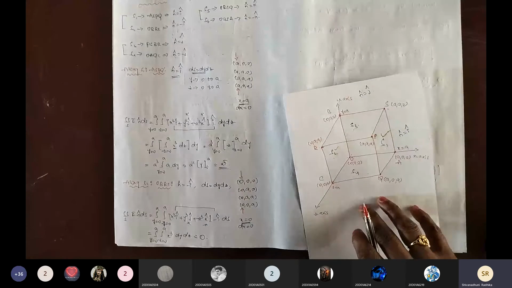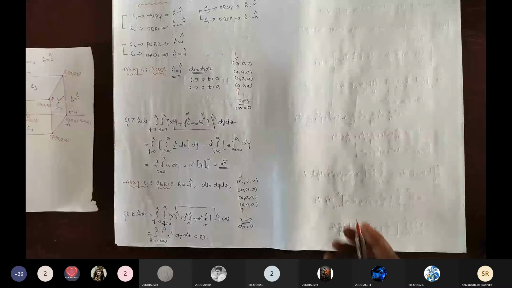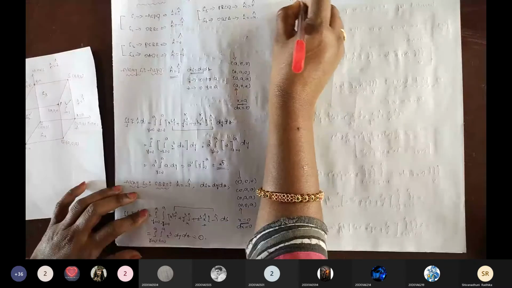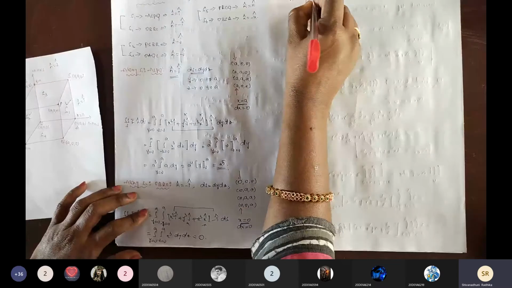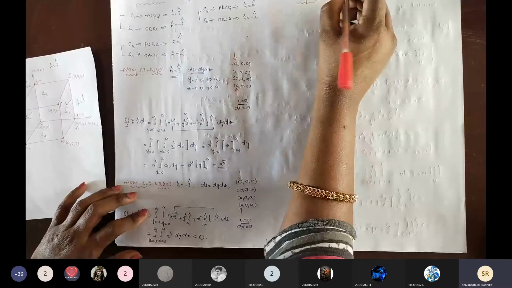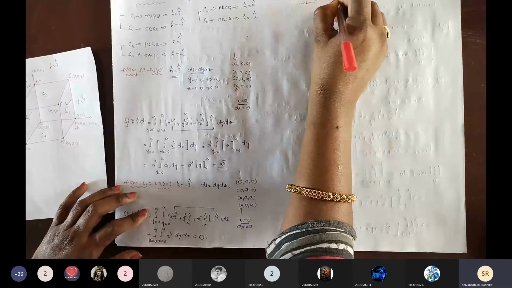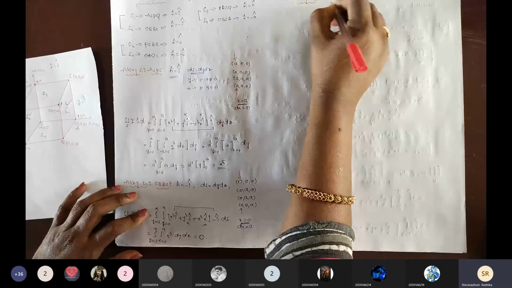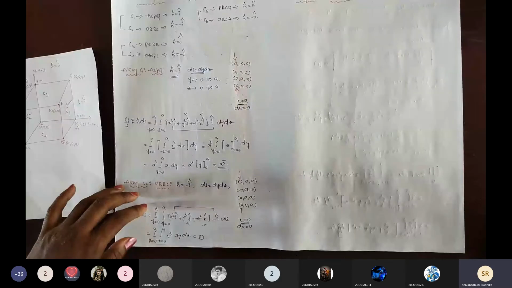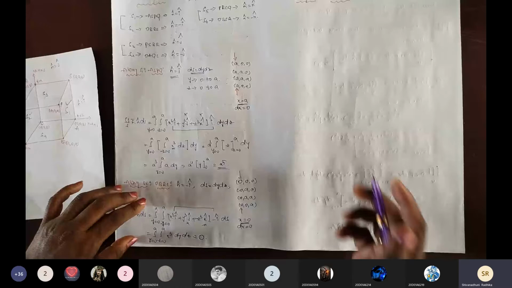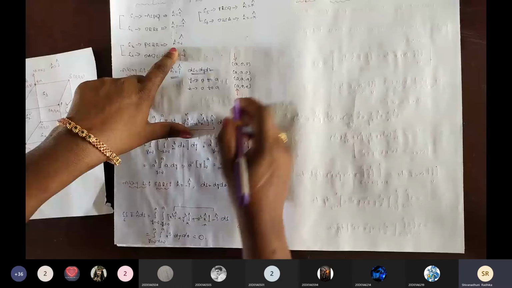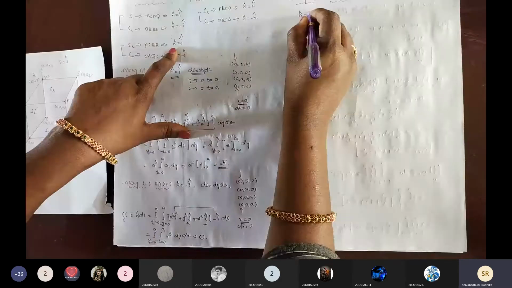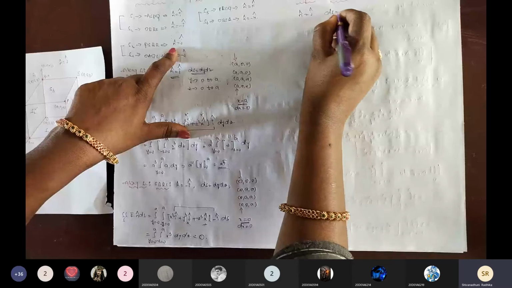Now we are going to find along the S3 surface. Here the S3 surface is PSBR. Now along this surface, what is the unit outward drawn normal vector? n cap equals j cap. Now tell me, what is ds?